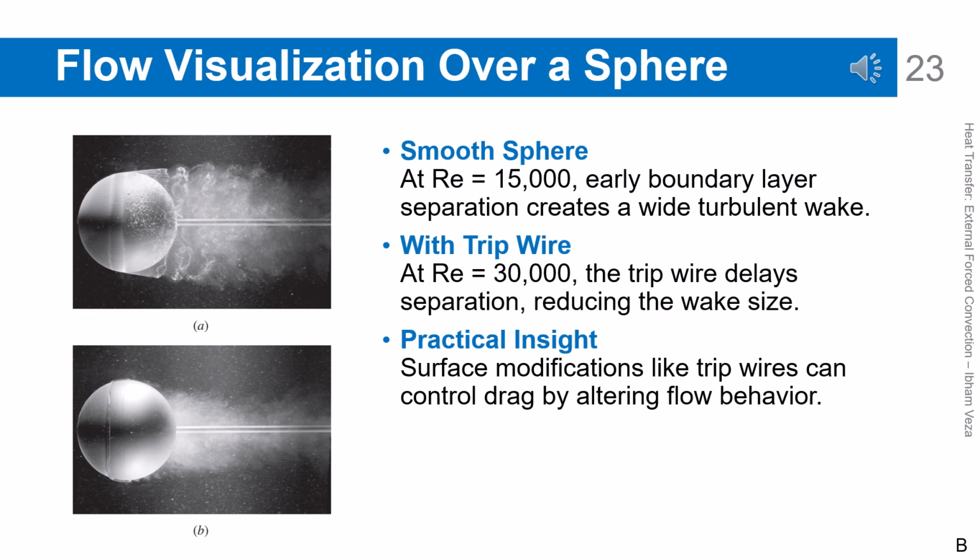Flow visualization over a sphere. This slide compares the flow around a smooth sphere and a sphere with a tripwire. On a smooth sphere, boundary layer separation occurs earlier, creating a wide wake. With a tripwire, the flow is forced to become turbulent earlier, delaying separation. As a result, the wake size becomes smaller and drag is reduced. This example shows how simple surface modifications can control flow behavior.